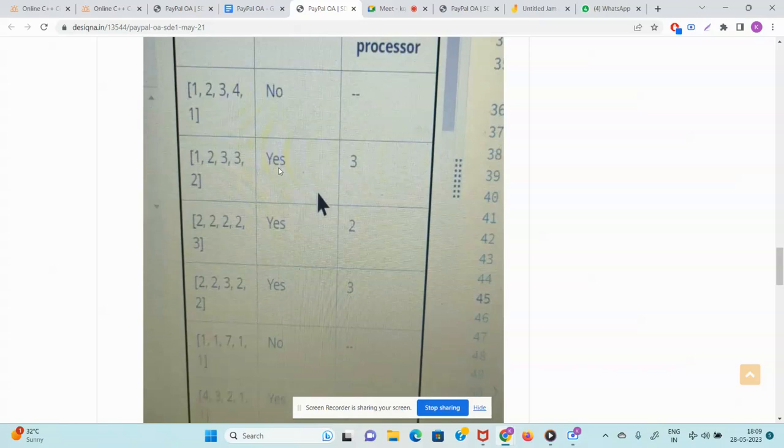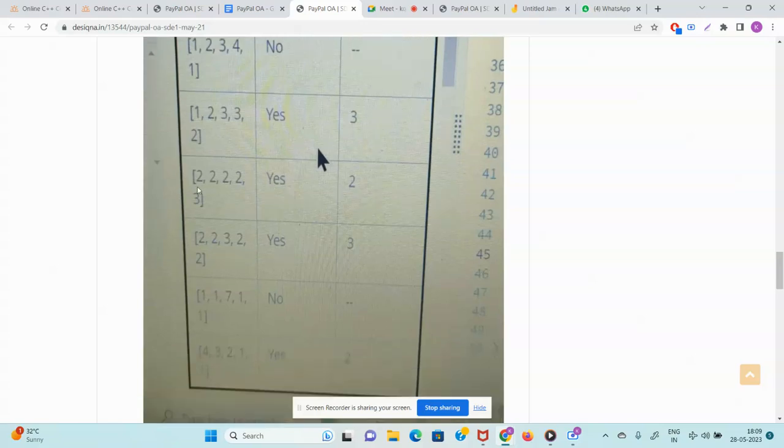Guys, this is totally valid. 1 2 3 3 2 is valid. Why? The difference between all the elements is 0 or 1, and the second thing is that the sum of all these numbers is 11. And the element at the third index is what? 3. So the answer is 3. This is also valid. The difference of all the adjacent numbers is 1 and 0, and the sum of the numbers is 11. And what is the element at the third index? 2. So the answer for this is 2.